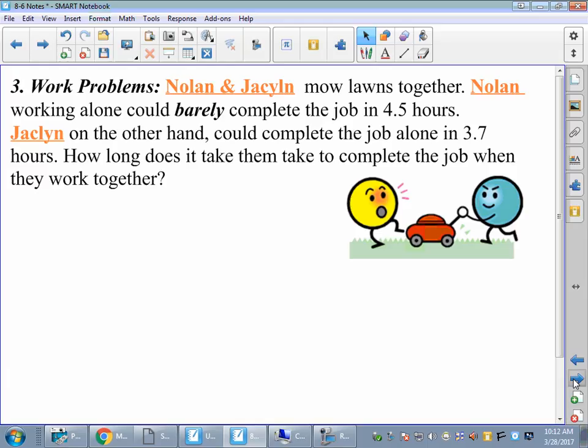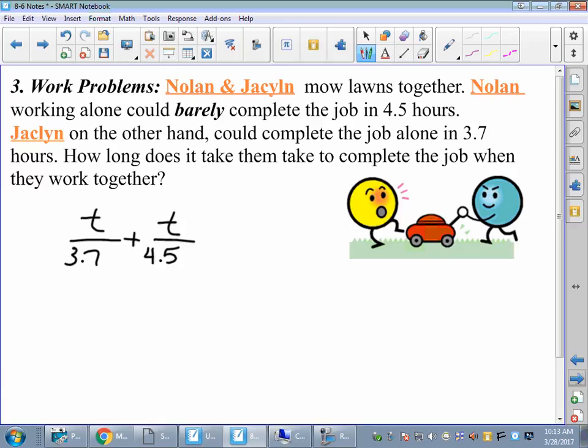Obviously, it's not just their average, because Jacelyn's working harder than Nolan, maybe because Nolan is messing around with the mower. So regardless, we have to figure out when they work together, how quickly they would have the lawn mowed. So this involves time. The time it takes Jacelyn is time divided by 3.7, and the time it takes Nolan would be time divided by 4.5. So you're actually looking for the rate. Distance equals rate times time.